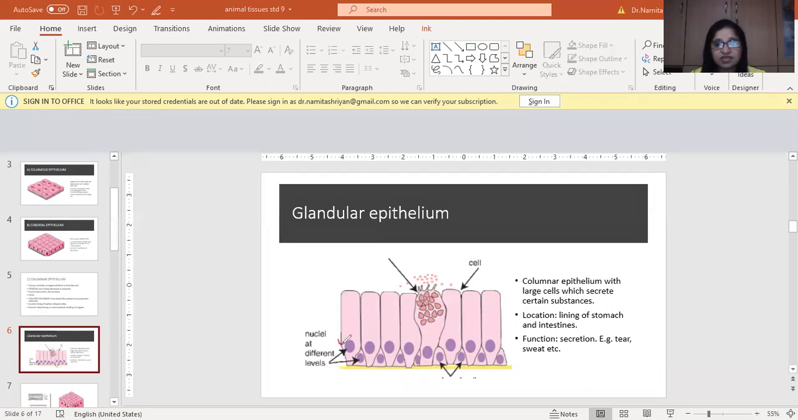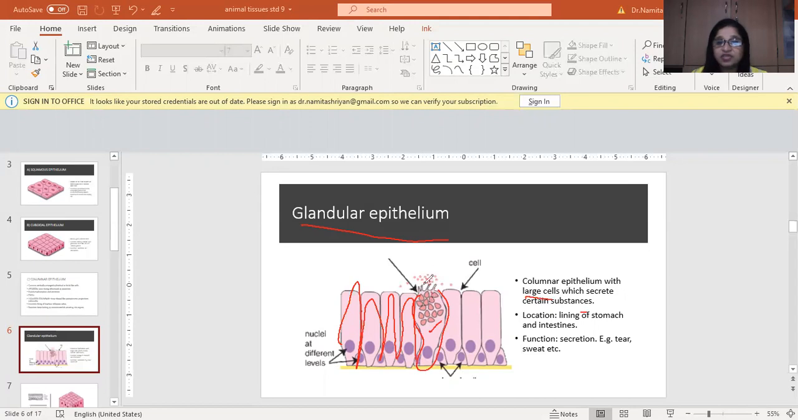Okay, if you can see, these are the columnar cells, as I told you, column-like, pillar-like cells. Now we are going to the second type of columnar epithelium. In between, if you can see, there is a kind of a large cell between these column or pillar-like cells. Such kind of a columnar epithelium, having these specialized cells in between, we call it as a glandular epithelium. So a columnar epithelium which has large gland-like cells which secrete certain substances.